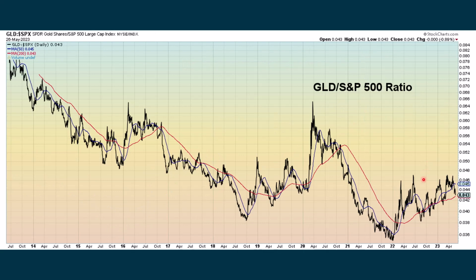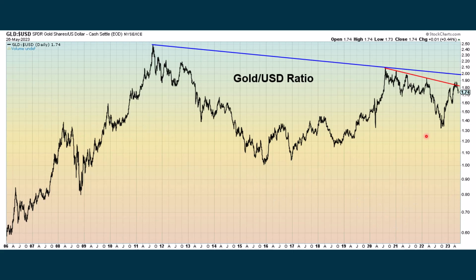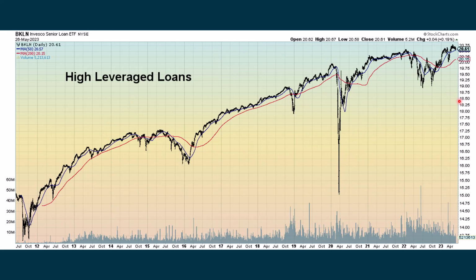Then gold to the S&P is still in an overall uptrend, but showing some weakness. Gold to the dollar came right up to this red trend line here and then back down. On the weekly chart, we hit that line and then immediately reversed. Looking at high leverage loans, these are risky loans. If the economy was getting ready to fall off a cliff, would this be going up the way it is?